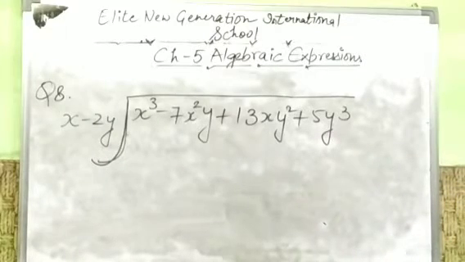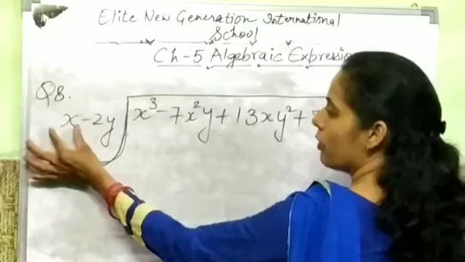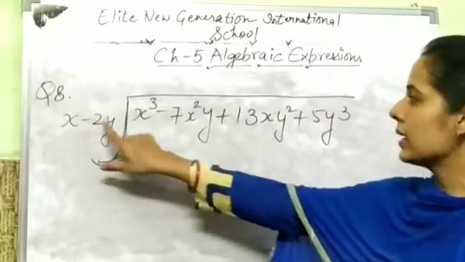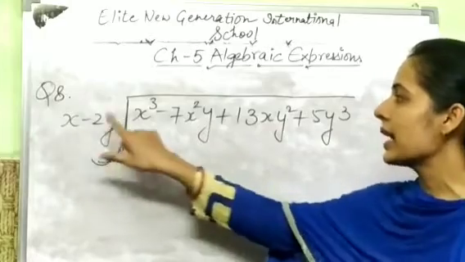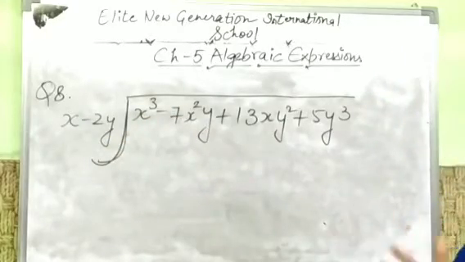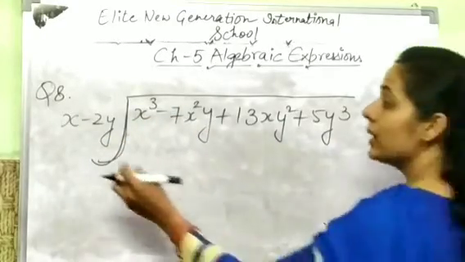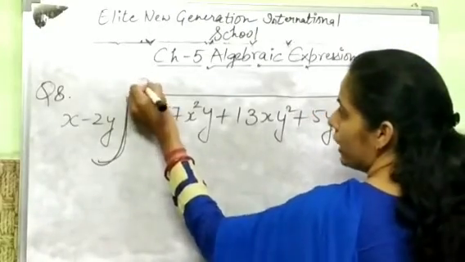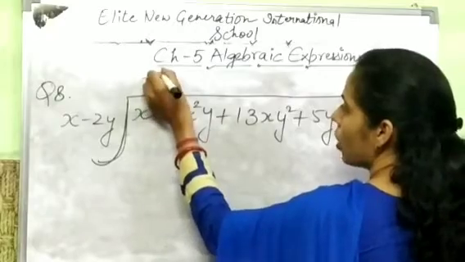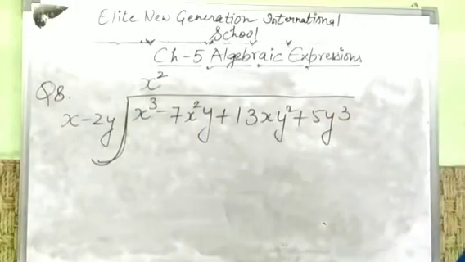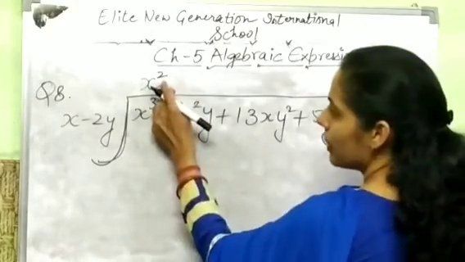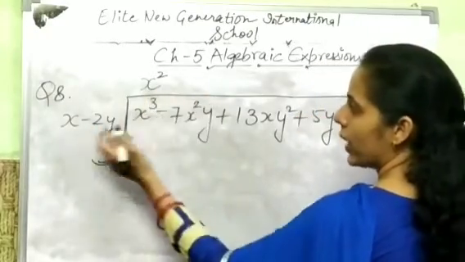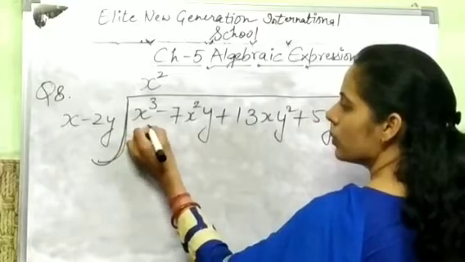So here first see the first term of the divisor and of the dividend. So x, here x cube. Now we need to make this x into x cube. So we need to multiply this x by x square, then we get x cube. So we have already got the first term of the quotient, x square. Now multiply this x square by both the terms of this divisor. So first x into x, x square into x, x cube.